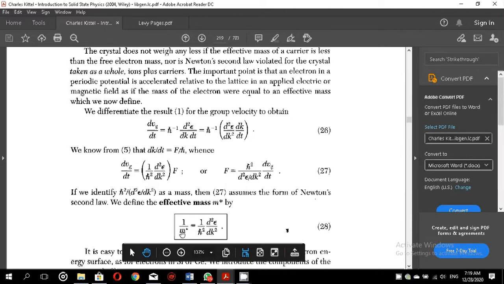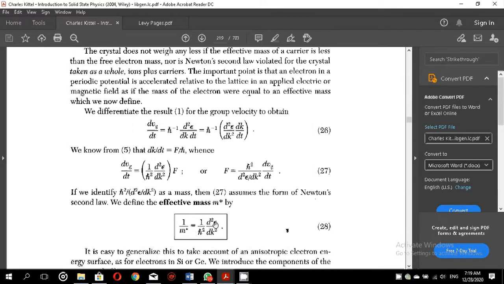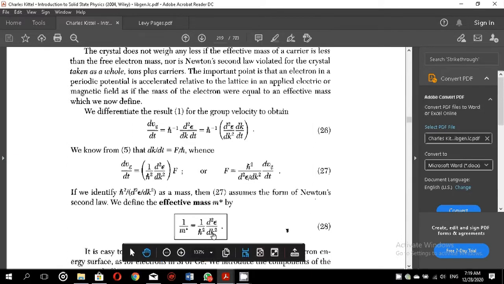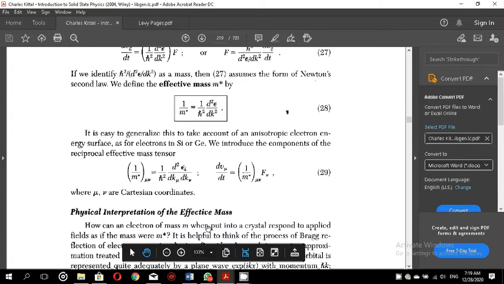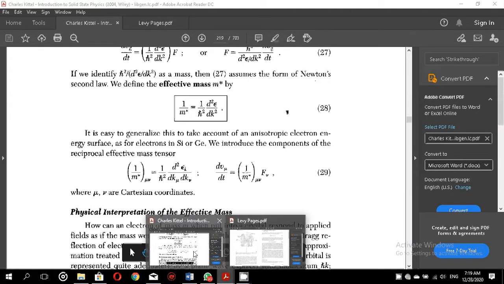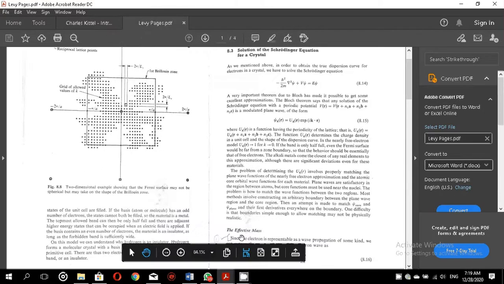So this equation is 1 over m star equals 1 over h-bar square times the second derivative of epsilon versus k. So this is the curvature, in fact, the curvature of the band edges. So we see that the effective mass is very much dependent on the curvature. Now to derive this expression, I would suggest that you should consult the other book. Let me show you the pages from Levi.